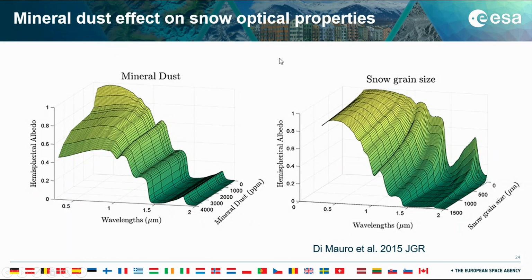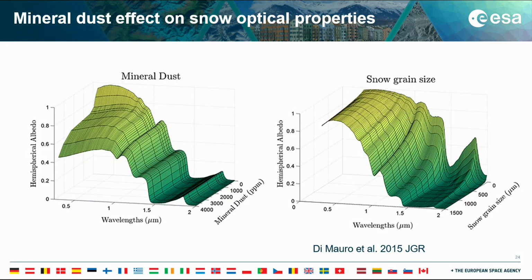Here again, I show some simulation of the impact of mineral dust and snow grain size on the spectral albedo of snow. You see again this drop here due to the grain size, and this drop here due to the mineral dust. So sometimes what we have to do is to find a good way to get the dust concentration, or an index like the NDVI for vegetation, for getting parameters of the surface.